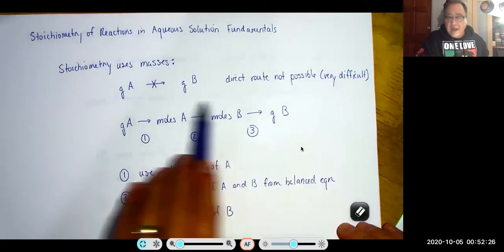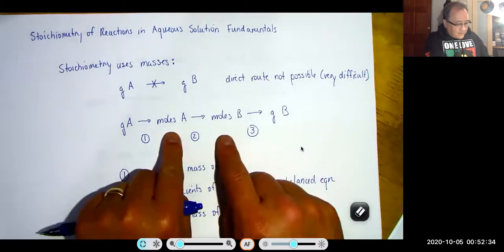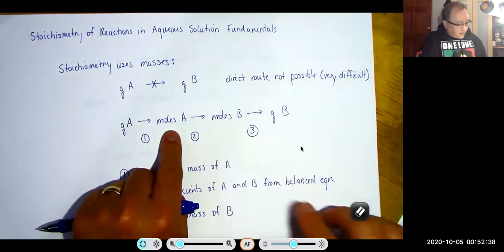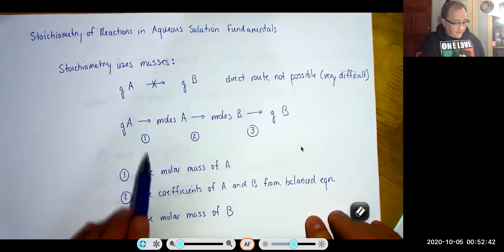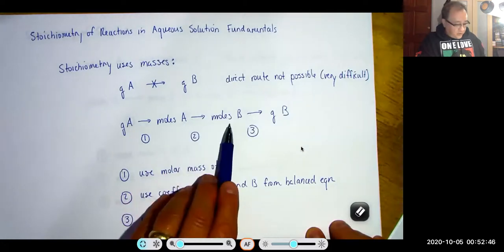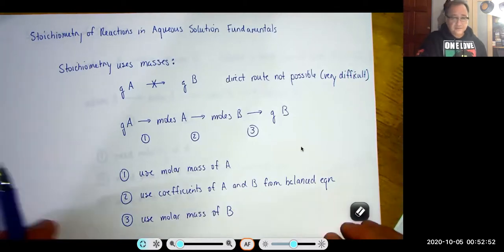In a balanced reaction, the coefficients do not represent masses, they represent moles. So if you want to go from A to B, you have to go from moles to moles, like we see here. So how do you go from grams of A to moles of B? You need one, the molar mass of A. And then you can go from moles of A to moles of B using coefficients of A and B from your balanced equation. EQN is short for equation, of course.